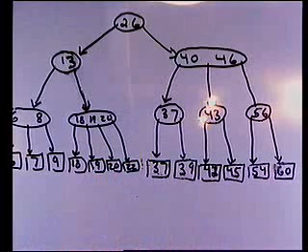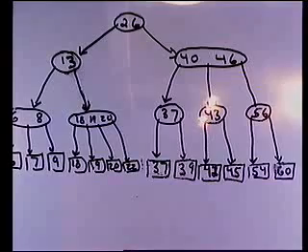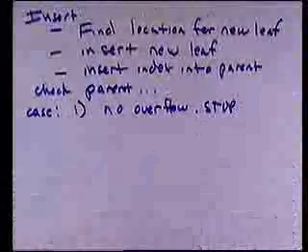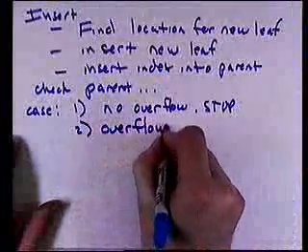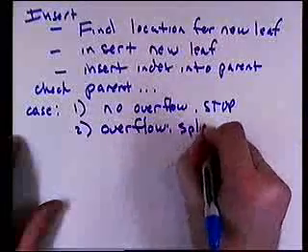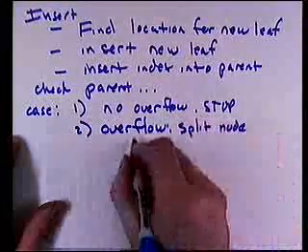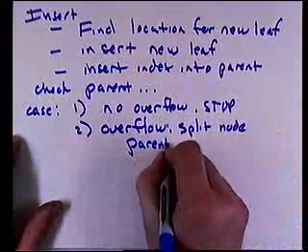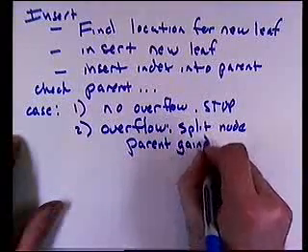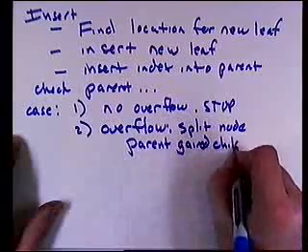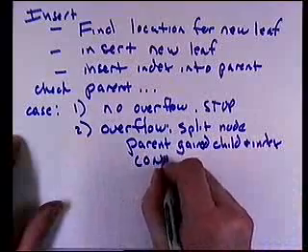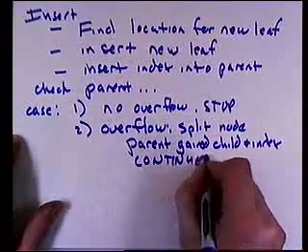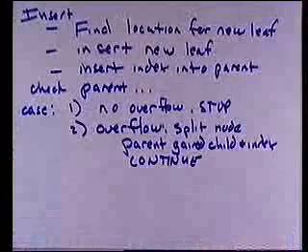What we did then was say, well, now there's an overflow there, and that led us to case 2, where we said here we have an overflow. And if we had an overflow, we split the node, the parent gained a child and index, and we would continue. In other words, we would check the parent. And so this is where we had left off with this slide last time.